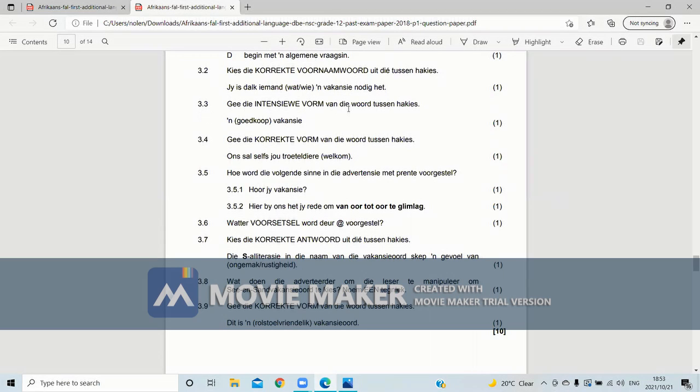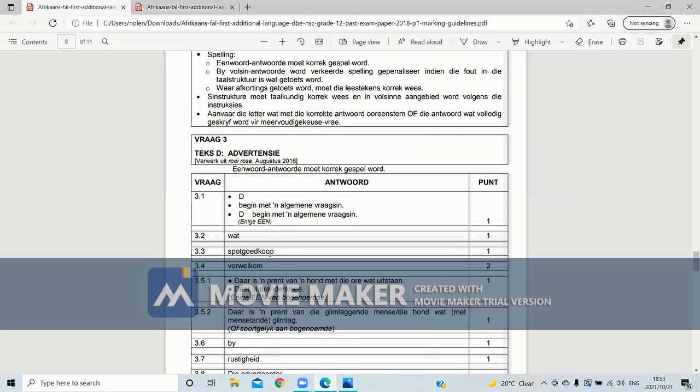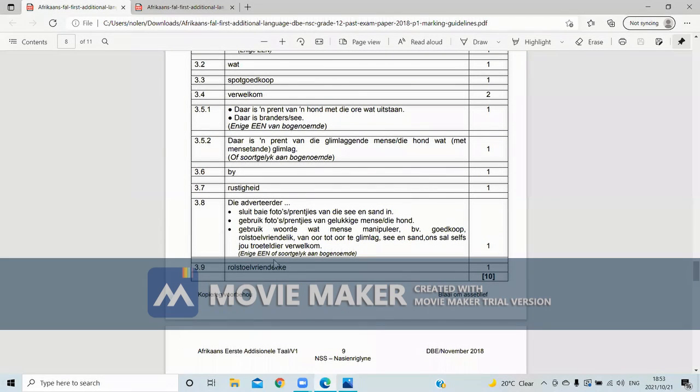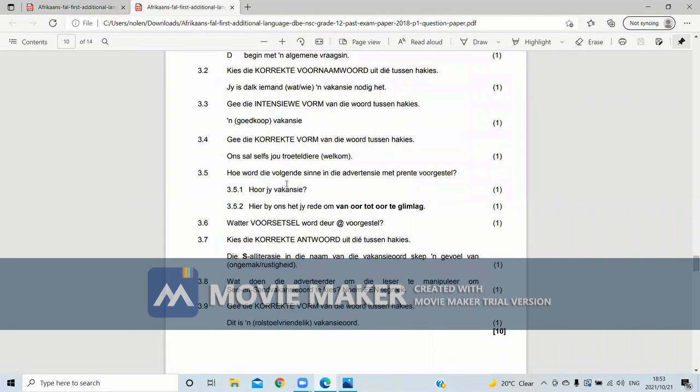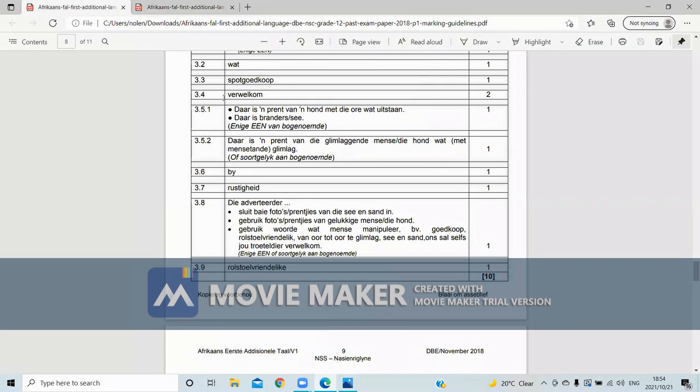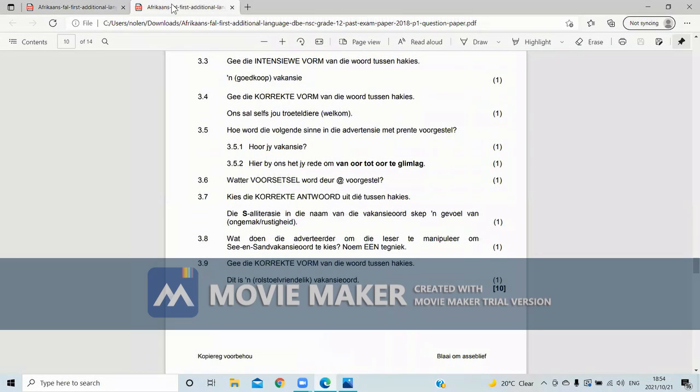Okay, then gee die intensiewe vorm van the word between brackets. Goedkoop is spotgoedkoop. I'll just show you the spelling. So it's spotgoedkoop, because spot means to mock. So it's so cheap, it's like a joke. Next one, 3.4, correct form of the word between brackets. Ons sal selfs jou troeteldiere verwelkom. So we'll even welcome your pets. Verwelkom as a verb would have ver in front of it. Let me show you the spelling. Okay, that's the verb of it.